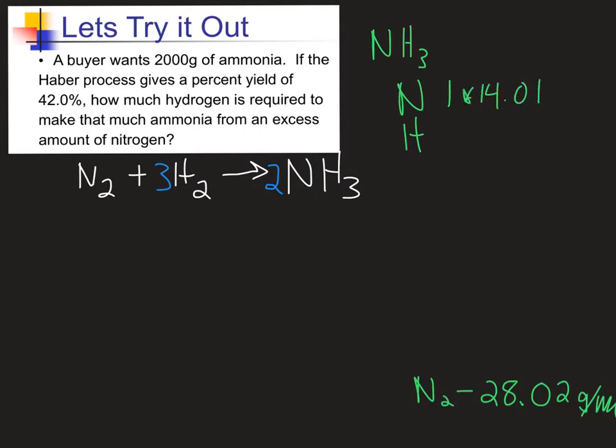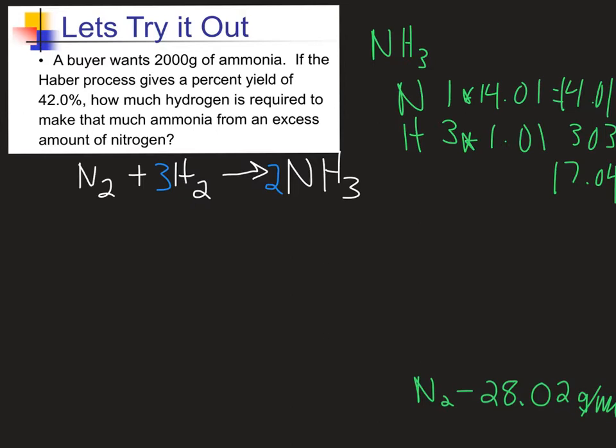Now when we look at our nitrogen and our hydrogen, nitrogen is 14.01, hydrogen is 1.01, 14.01, 3.03 to give us 17.04. Okay. Those are the common ones where I always have to calculate those things.